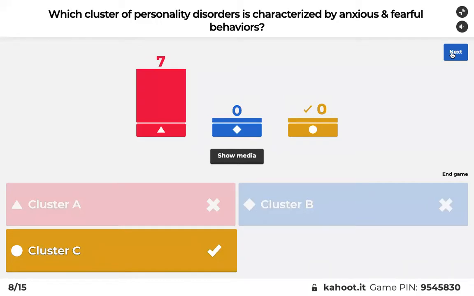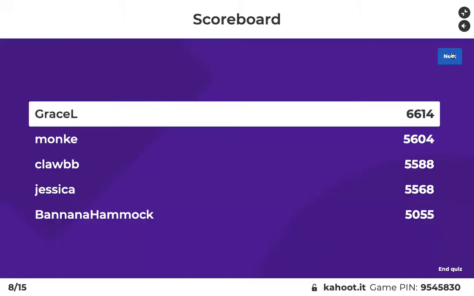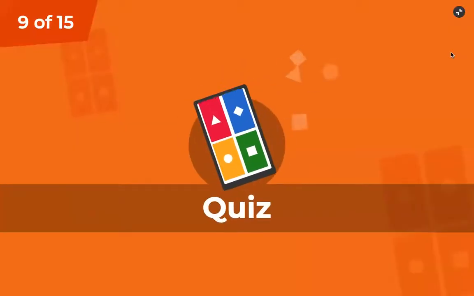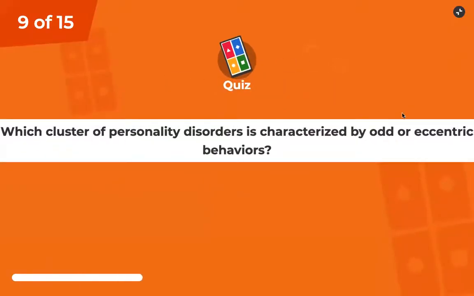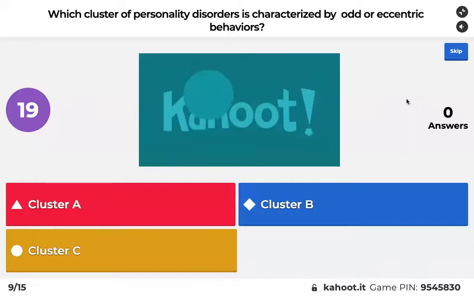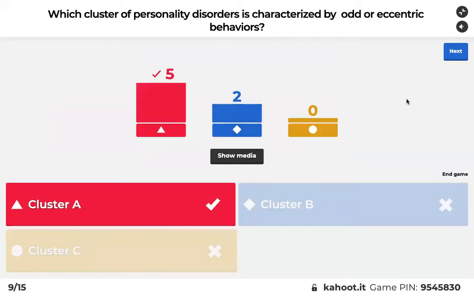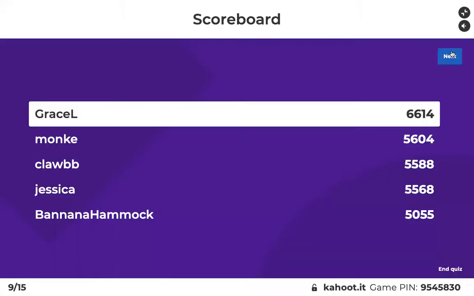You guys picked personality cluster A. And in cluster A, like, the patients are kind of odd, kind of weird. I kind of gave it away. So yeah, it is cluster A that is odd or is eccentric.